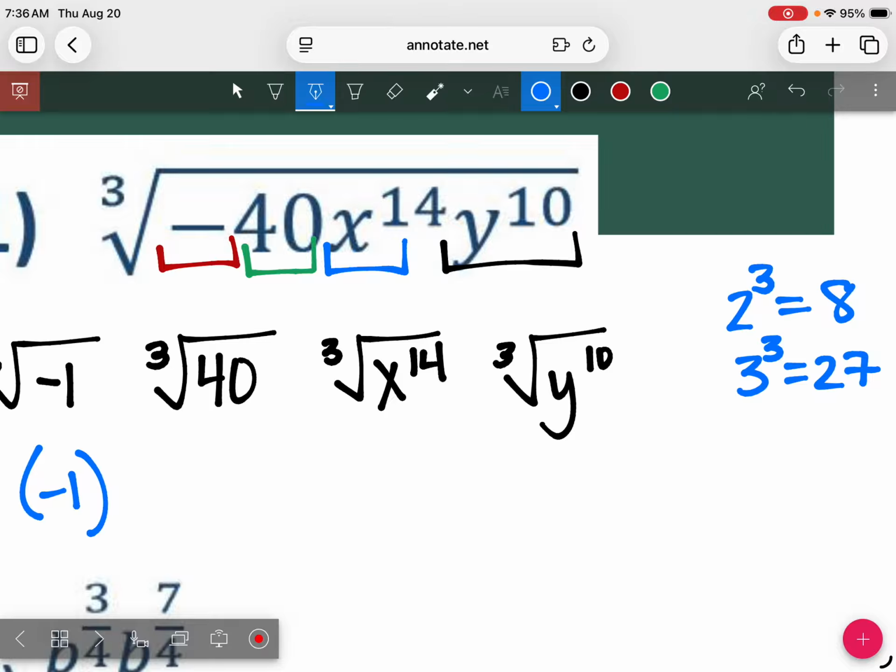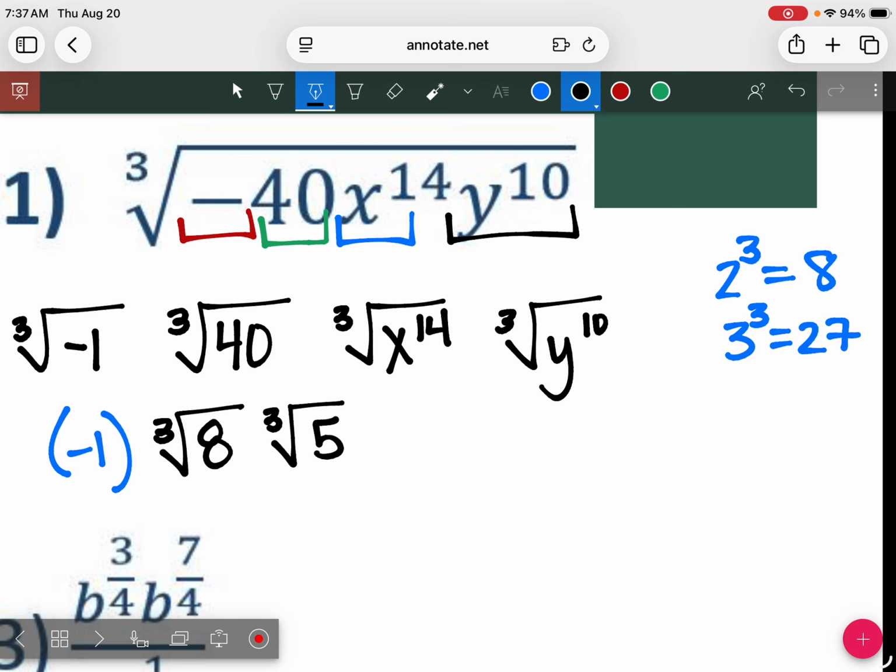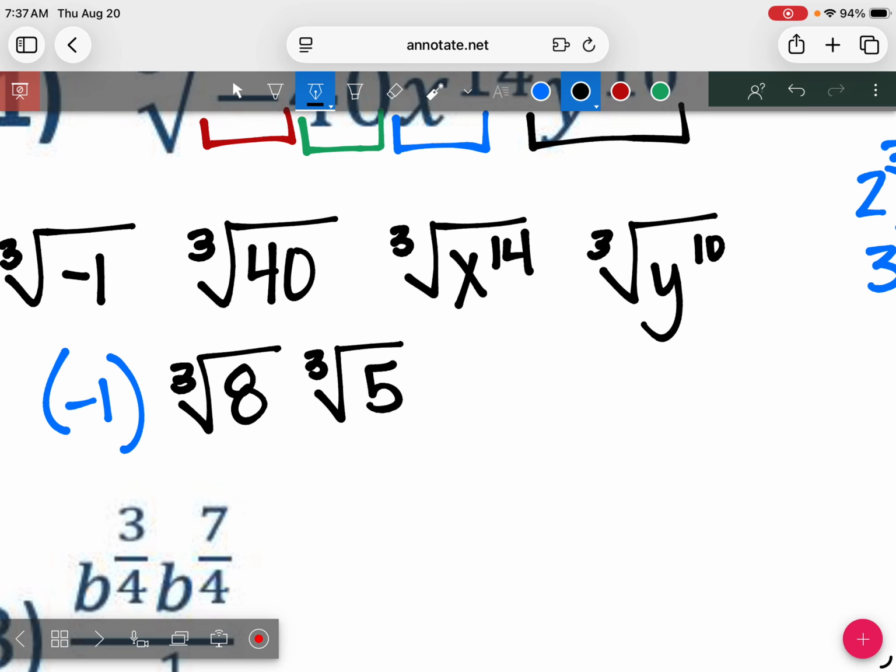So what I'm going to do is I'm going to separate this to the cube root of 8. And then 8 times what is 40? What do you multiply by 8 to get 40? So I'm going to separate that to the cube root of 8 times the cube root of 5. Okay. So far, we have that cube root of 8, which is going to change to a 2. And I have this. This is going to stay. We can't do anything with that.